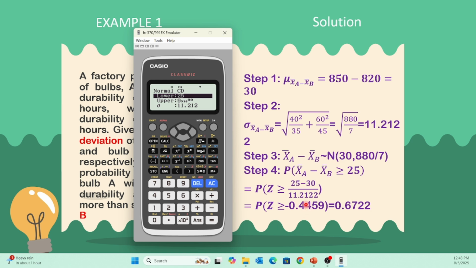If you convert in terms of Z, I will key in the original values because I am afraid of rounding error. My lower is bracket 25 minus 30, close the bracket, divided by the square root of 880 divided by 7. Upper is the same thing, a big number. If you key in terms of Z, remember that sigma is 1 and mu is 0. Both will lead to the same answer. So with this, thank you for your attention.